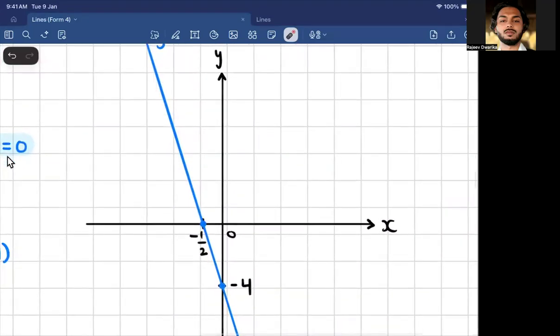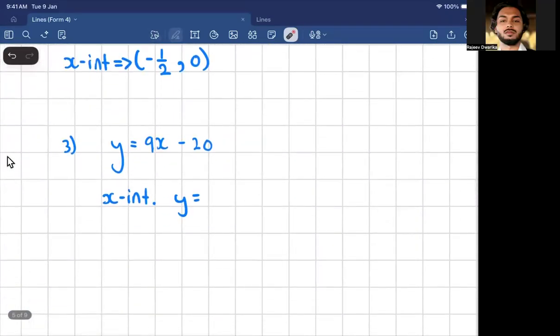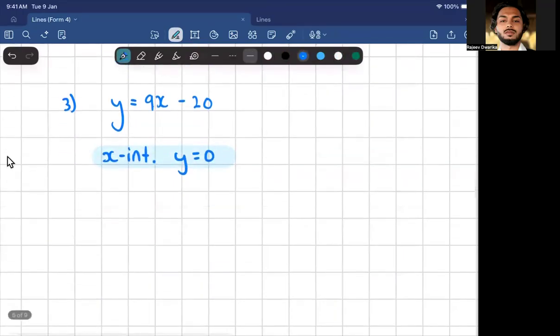So the y value tells you how much to move up or down by. If you didn't move up or down, the y value should be 0. Correct. So at the x-intercept, y is equal to 0, and that's always the case. So keep that in mind. So if I know y is equal to 0, where am I going to plug that in? Where y is in the equation.